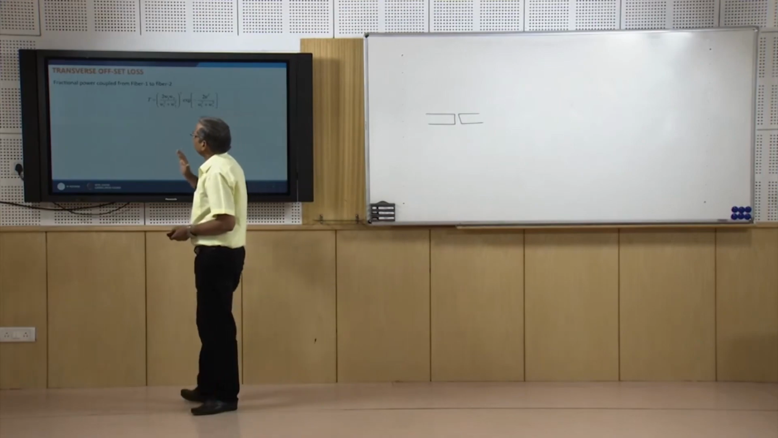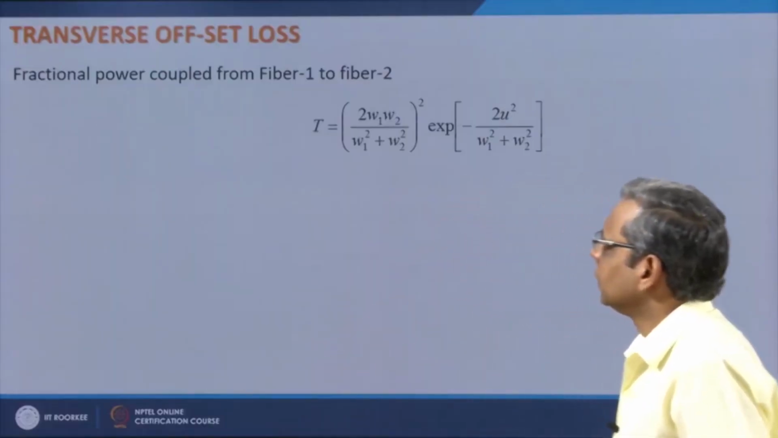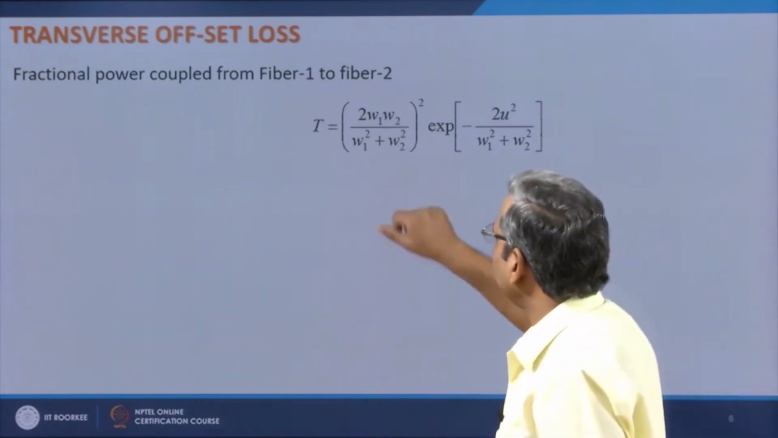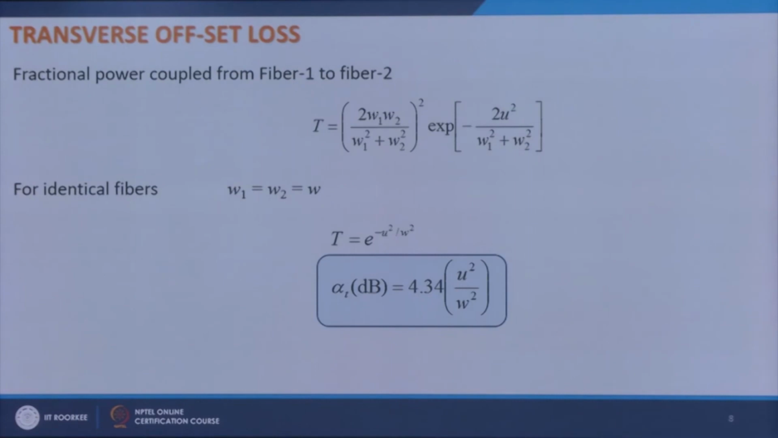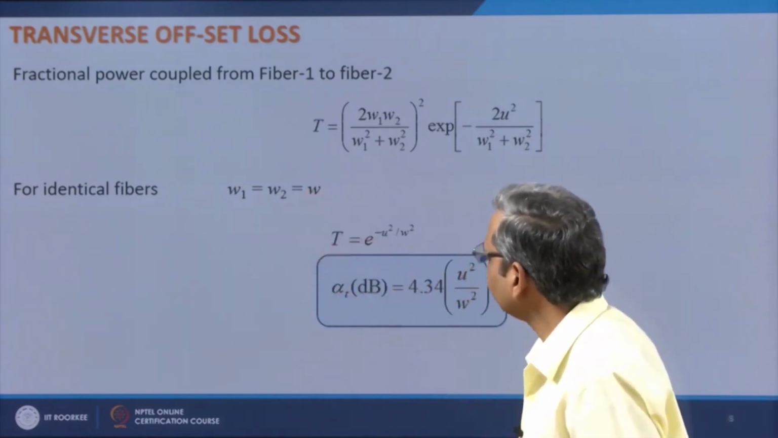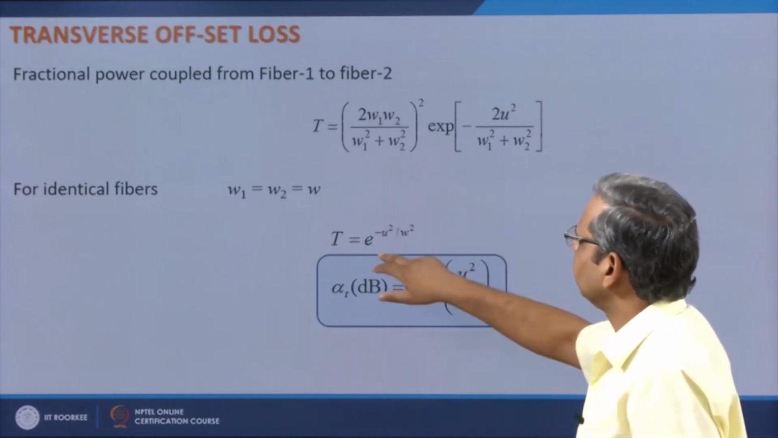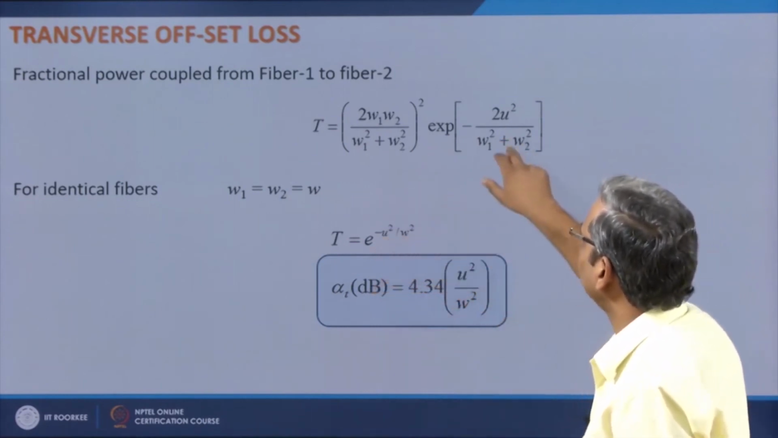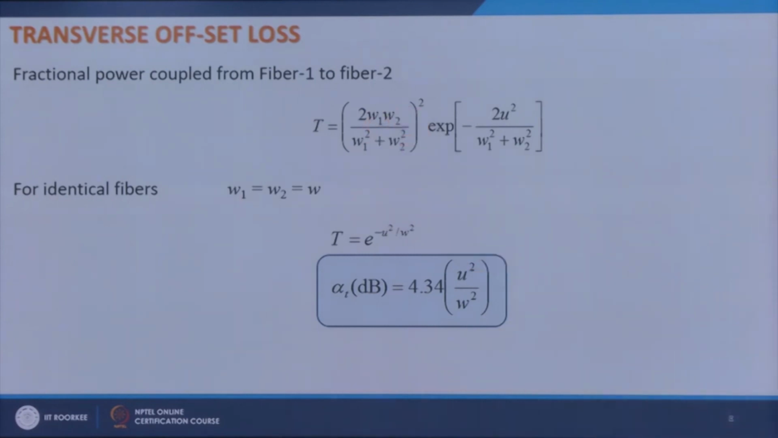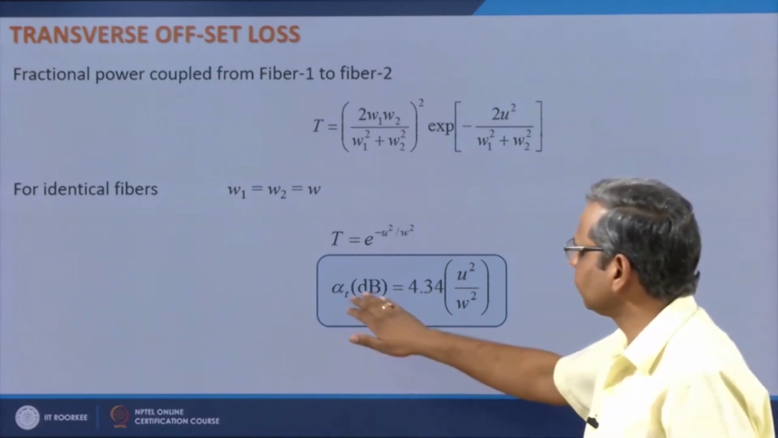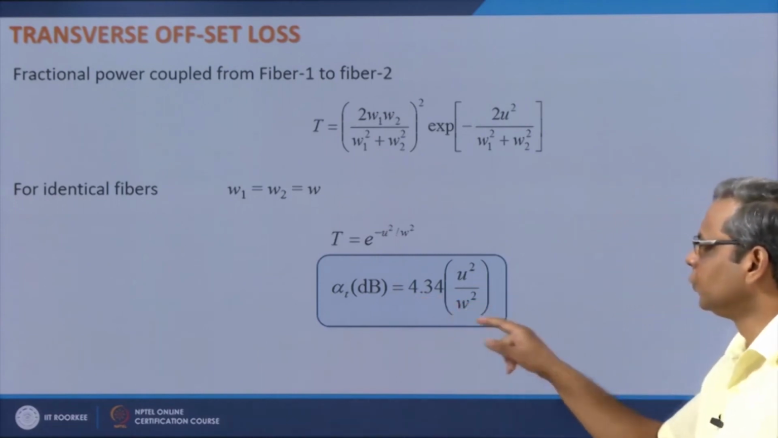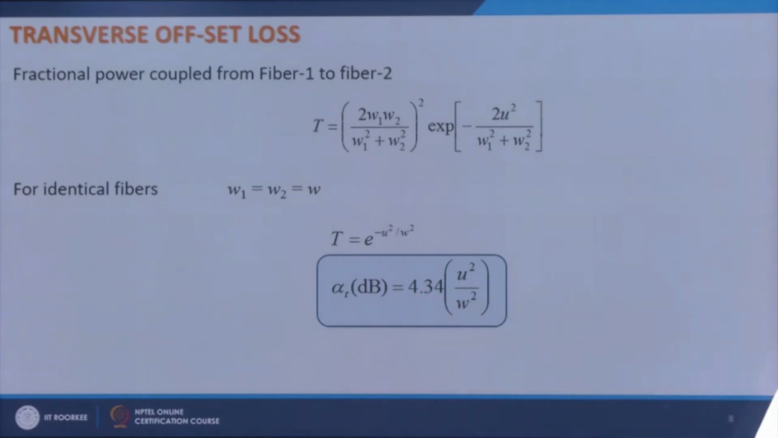Now let us calculate the transverse offset loss for two identical fibers. So this is the fractional power, and for two identical fibers W1 is equal to W2, and let us say it is W, then this T would become simply e to the power minus u square over W square, because this will become 1. And from here I can immediately get the transverse offset loss in dB as alpha T is equal to 4.34 u square over W square.